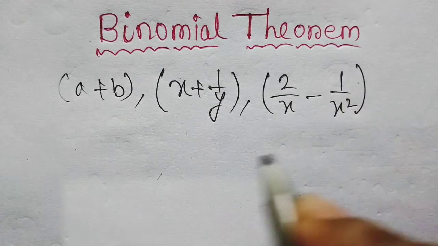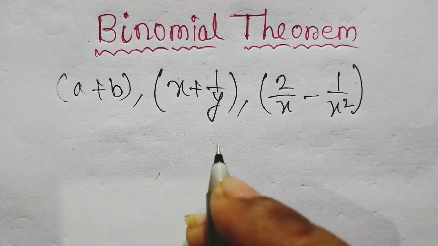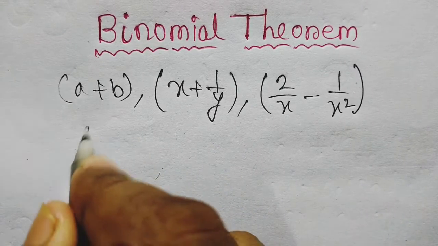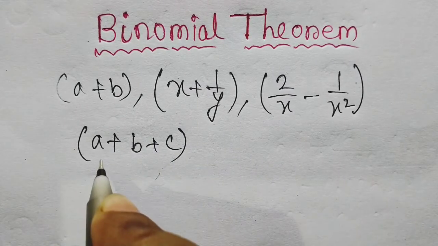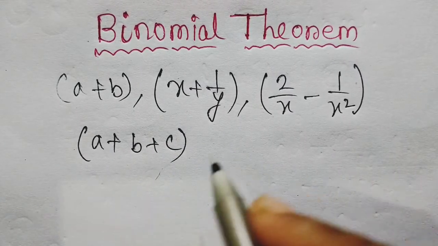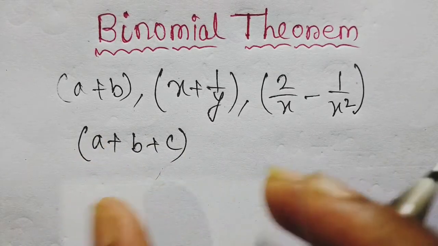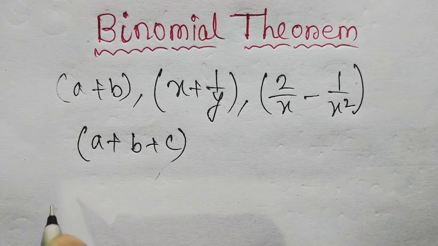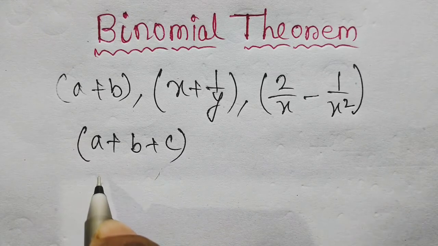These are binomial expressions. Similarly, an algebraic expression containing three terms is called trinomial. So, this is the trinomial expression. In general, expressions containing more than two terms are known as multinomial expressions. So, this is also a multinomial expression.